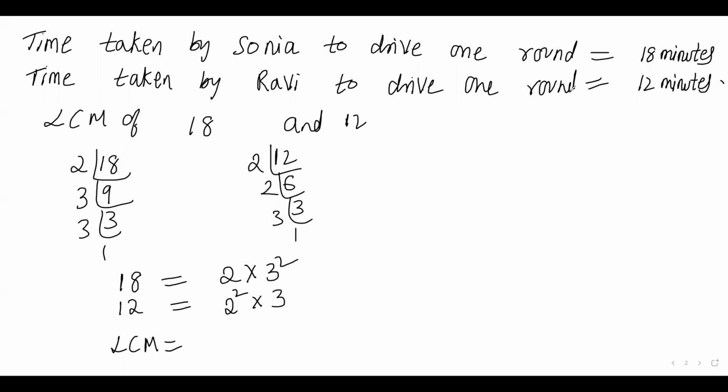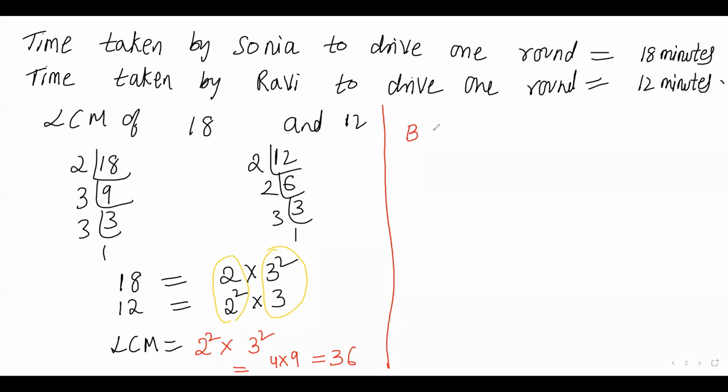LCM. In LCM, if the factors are common, you will be taking bigger or smaller? Bigger. Which is bigger among twos? 2 square. Bigger among threes? 3 square. So LCM is 4 nines are 36. They both will meet together at the starting point after 36 minutes.